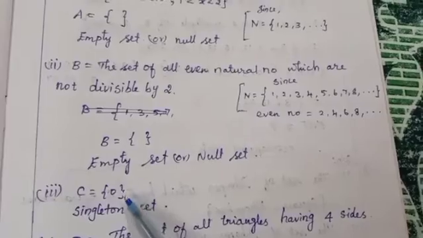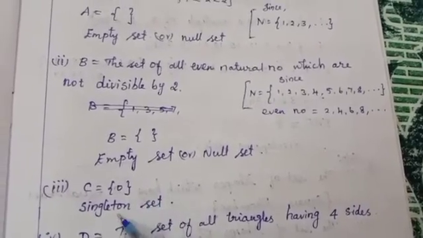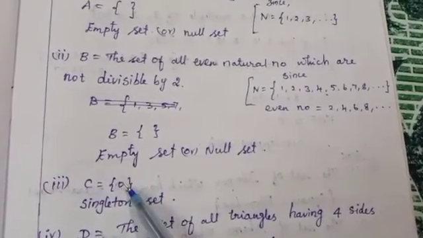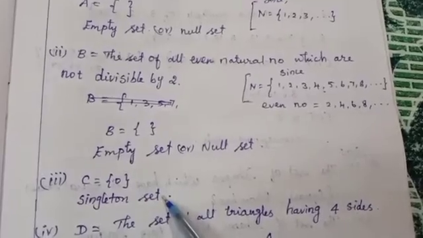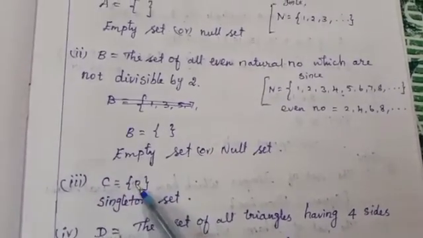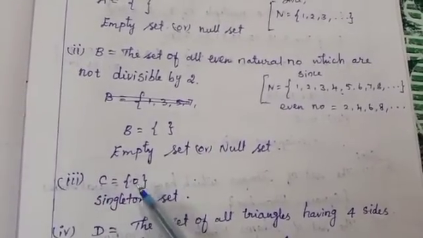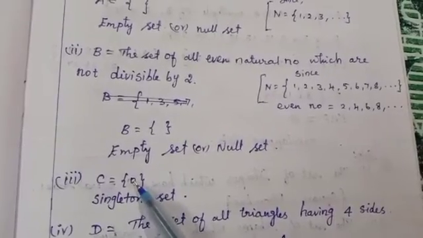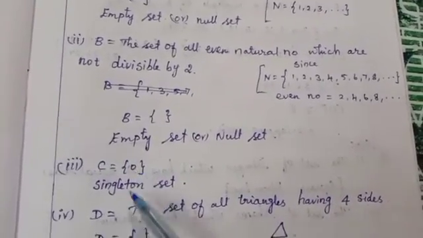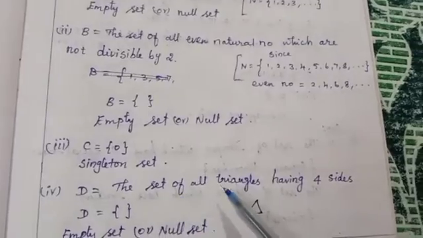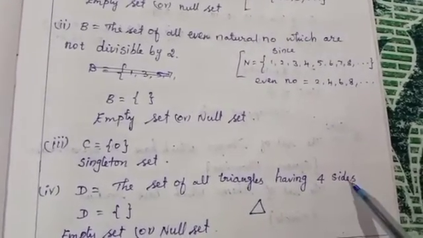C is equal to the set of all 0. So we have only one element, 0. So this is a singleton set. It is not an empty set. Here it is a singleton set. We have the element 0. 0 is also one element. Fourth question, D is equal to the set of all triangles having 4 sides.